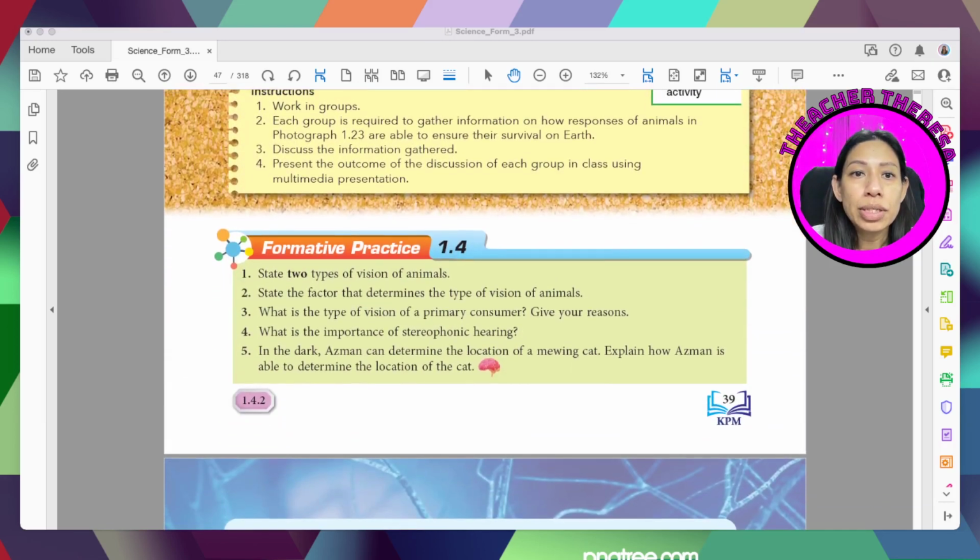Let's go to the question. State 2 types of vision: stereoscopic and monocular. State the factor that determines the type of vision: the position of the eye. Which is the type of vision of primary consumer? Primary consumer means herbivores that eat plants. So the vision will be monocular because they are not predators, they are prey.